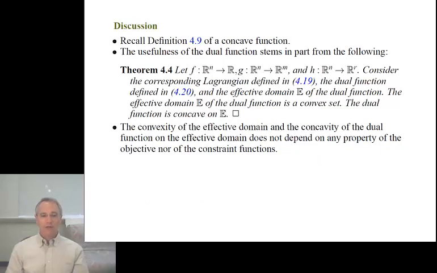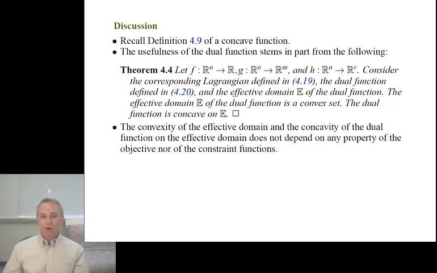So if I restrict D to E, in other words, think of it not as a function from R^m cross R^p into R union minus infinity, but rather as a function from E, then it is a function onto the set of real numbers. Remember, we defined a convex function, and then a concave function is minus a convex function, effectively. The usefulness of the dual function stems from its concavity. Let f, g, and h be functions. Let's consider the Lagrangian, the dual function, and the effective domain. It turns out the effective domain of the dual function is a convex set, and the dual function is a concave function on the effective domain.